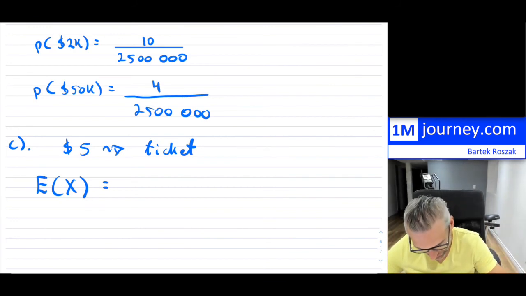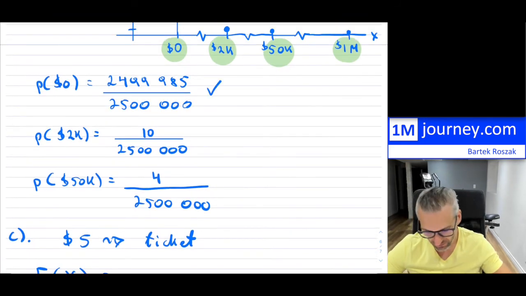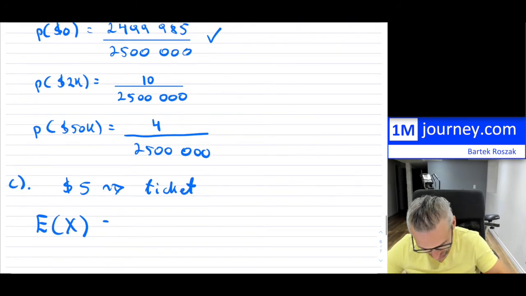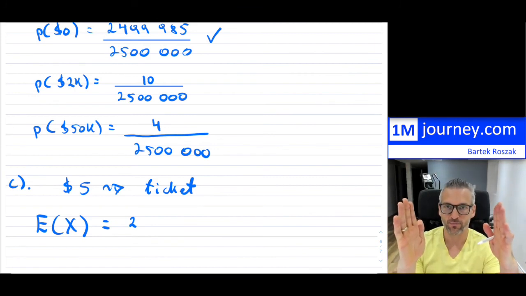So for this first one, I'm going to write it out just so that you can see this whole thing in action. The probability is what's the probability times the outcome.